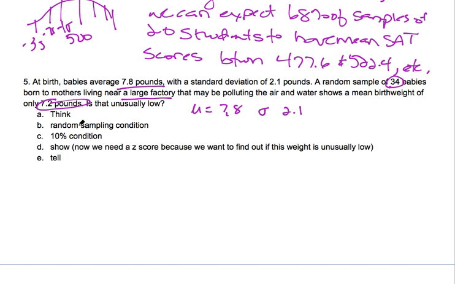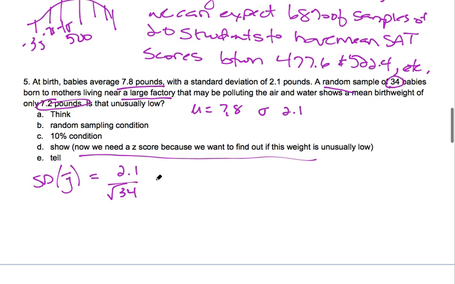Random sampling condition: they are randomly selected. They do happen to live near this large factory, but they say right here, it's a random sample. 10%: 34 babies, we're going to make the assumption that that is less than 10% of the population of all the people who live there, of those mothers. So we need a z-score because we have to find out if this weight is unusually low. The first thing we're going to do is find the standard deviation. So standard deviation of y bar is 2.1 over the square root of 34 equals 0.36 pounds.